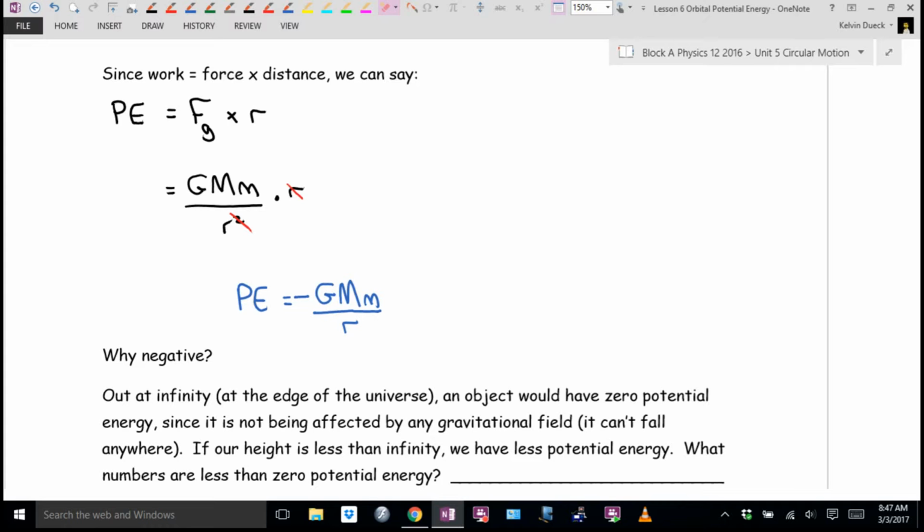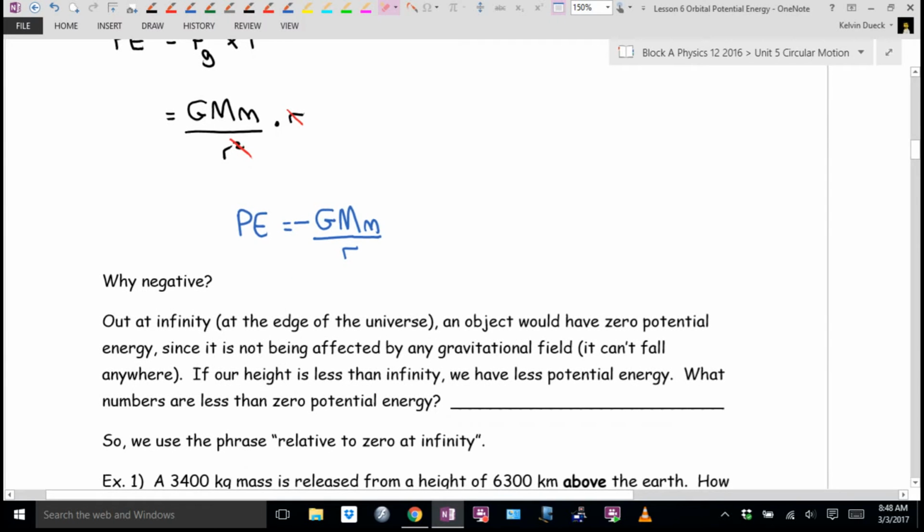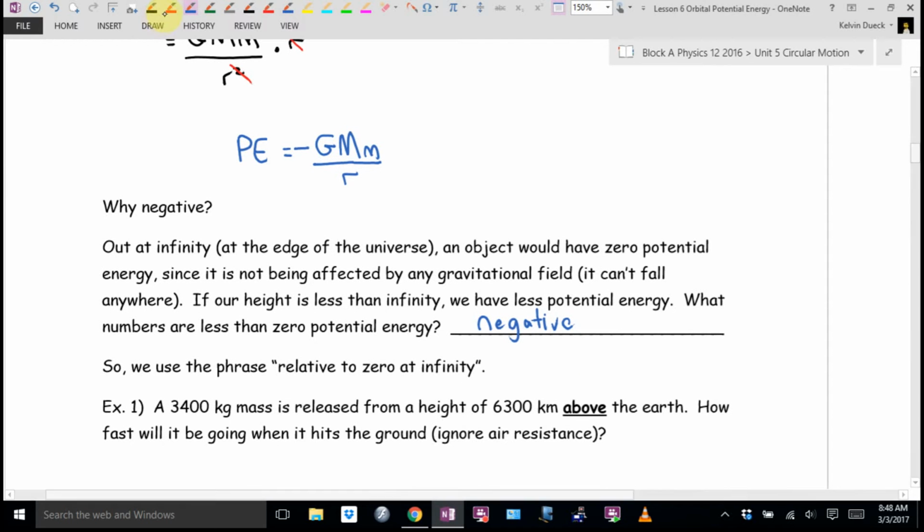However, to get there, I would have to do work. I would have to burn fuel. I would have to add energy. If I'm adding energy and I end up at 0, what numbers must I have started with if I add something and end up at 0? Have to have started with negative. What numbers are less than 0 potential energy? Negative. We use the phrase relative to 0 at infinity. I think in the homework sometimes you'll see me abbreviate it as RTZAI.